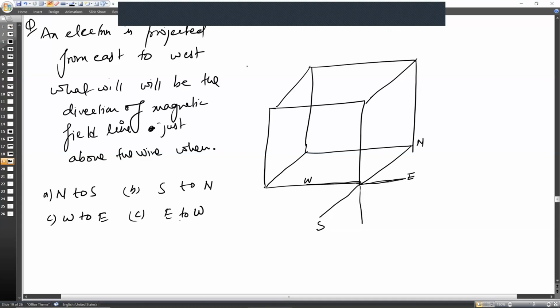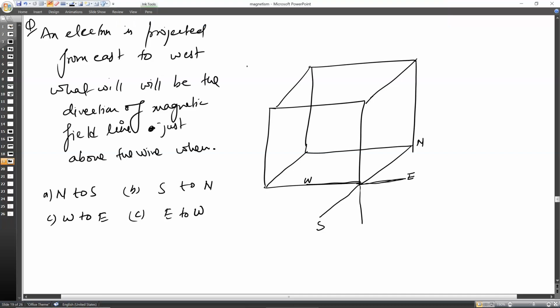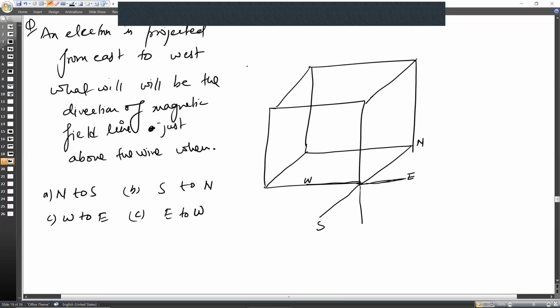Okay. So tell me, Saima, how will you observe and how will you predict this? The question says that the electron is projected, and you have to tell the position just above the wire, whether it will be north to south, south to north, east to west. Tell me, what should be the direction? North to south. North to south.